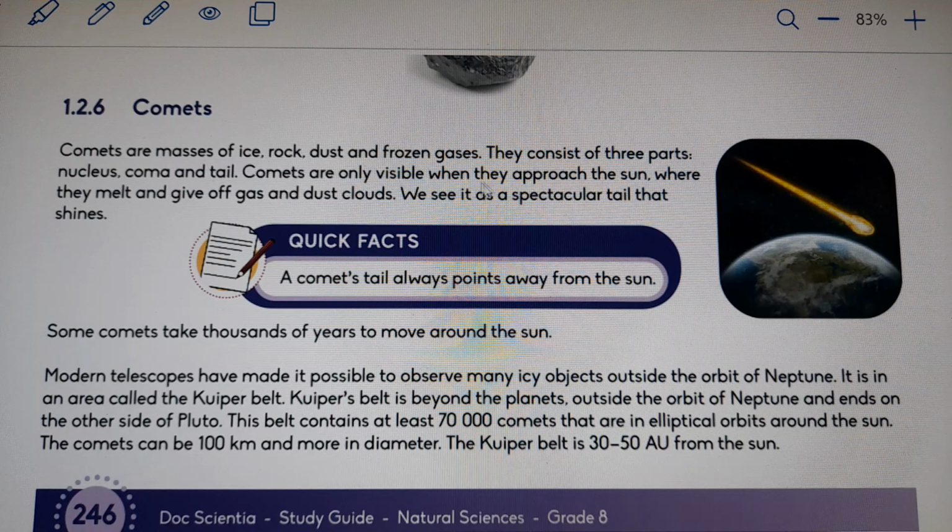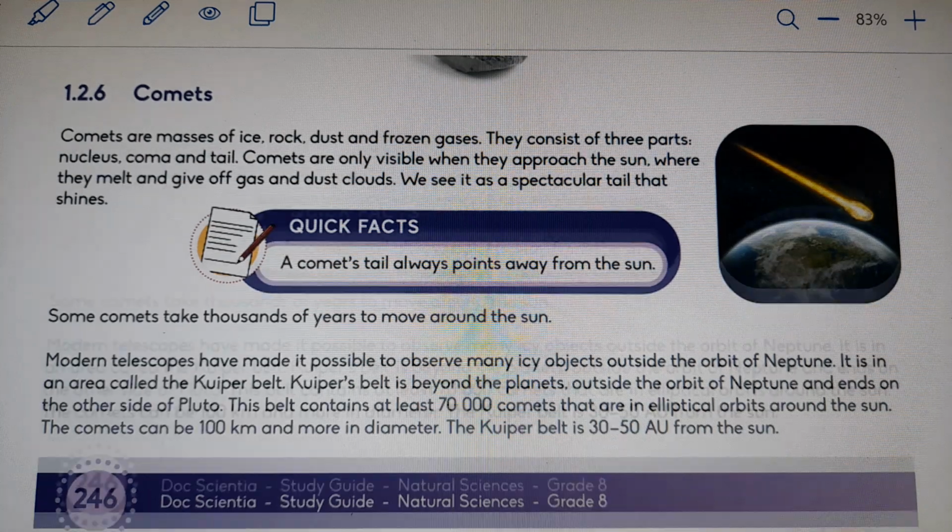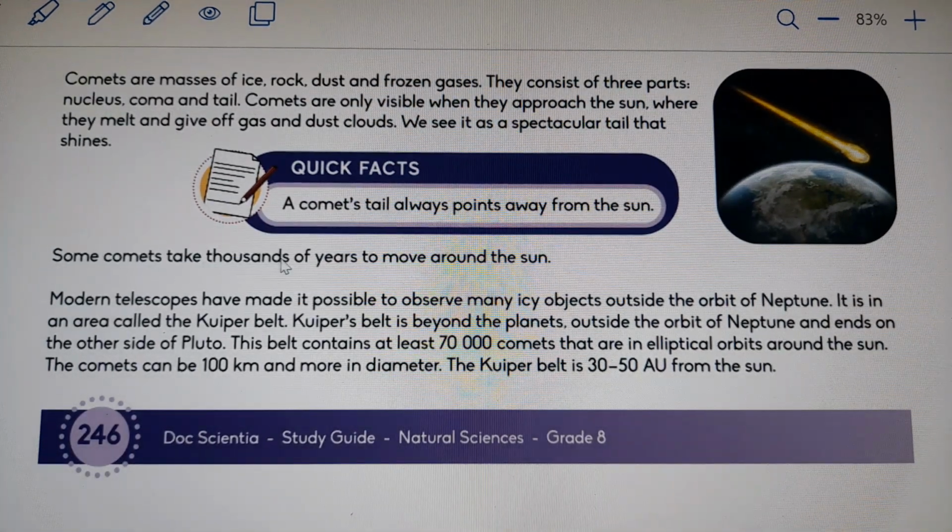Comets are only visible when they approach the sun, where they melt and give off gas and dust clouds. We see it as a spectacular tail that shines. A comet's tail always points away from the sun. So you see this tail is away from the sun. Some comets take thousands of years to move around the sun.